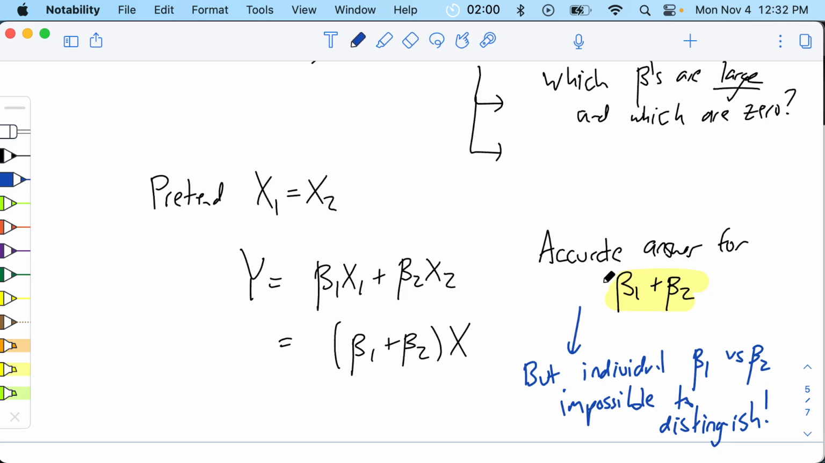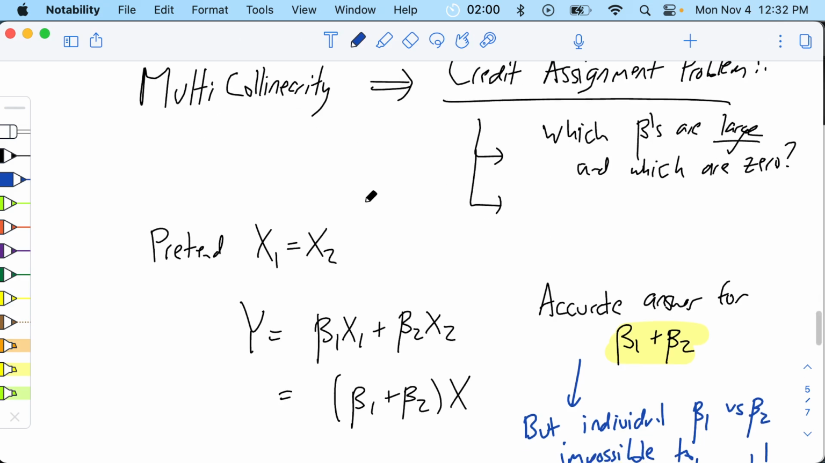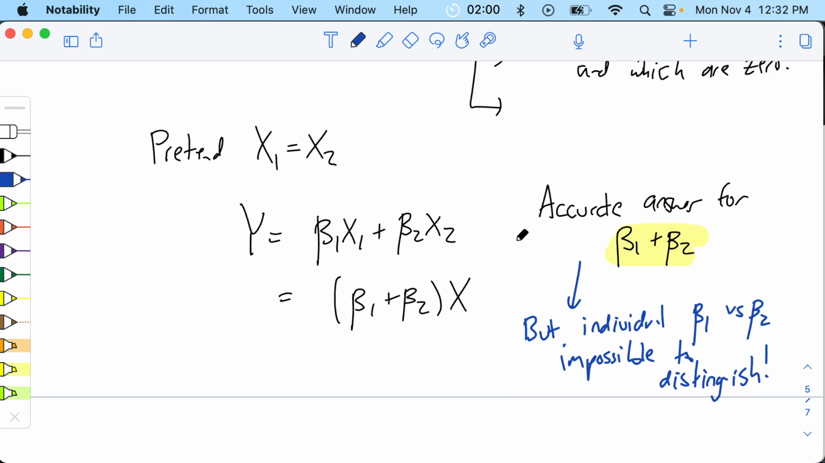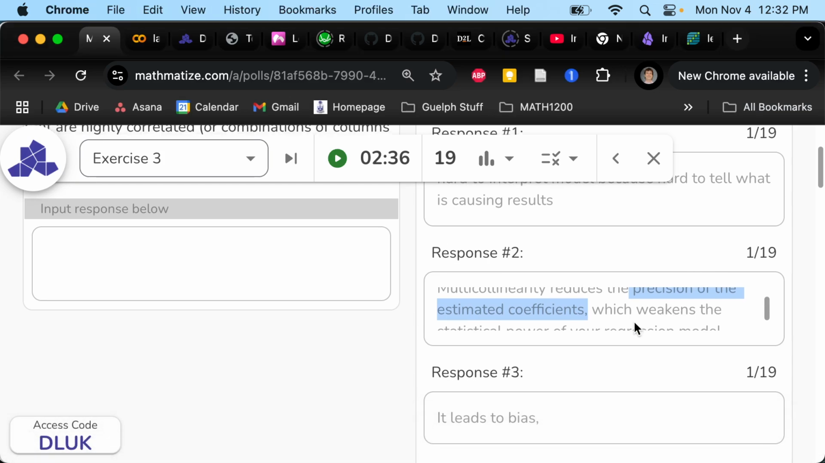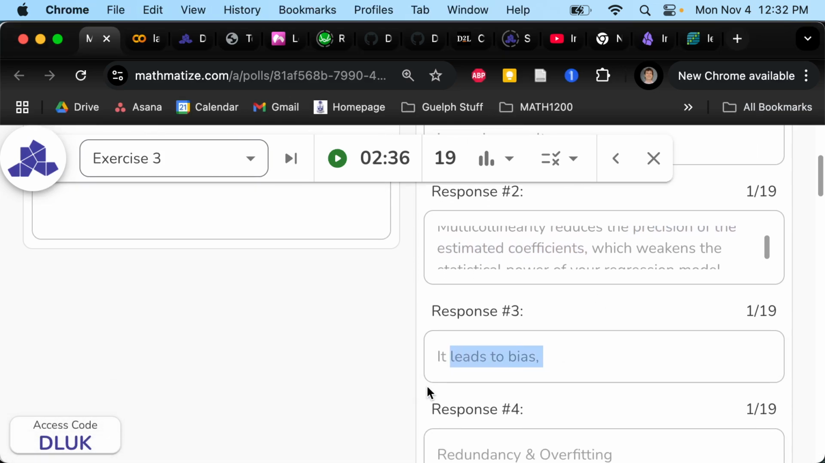This is the real problem with multi-collinearity. Sometimes people think it just makes everything worse. But if your goal is to just predict y, it's fine. You're predicting it perfectly well. It's just that you won't know which is which. Beta 1 plus beta 2 will predict y, but the individual beta 1 versus beta 2 will be nonsense on their own. It's only when you add them together that you get something that helps you predict y. I think this is a common misunderstanding. Claims like it leads to bias are just not true.